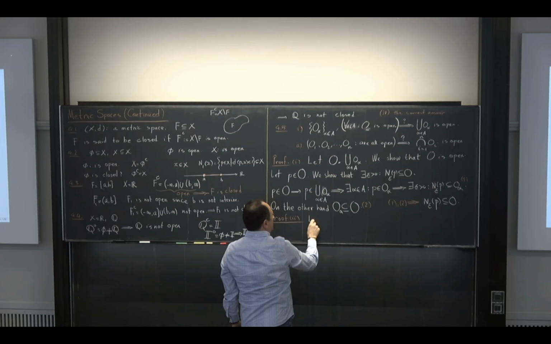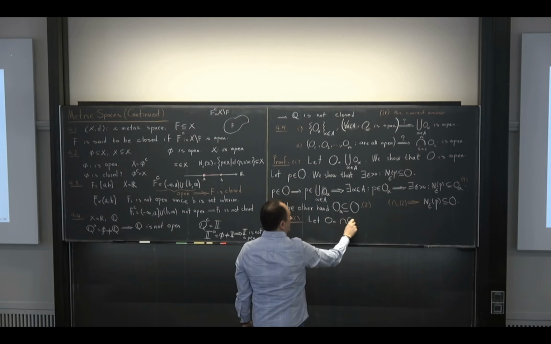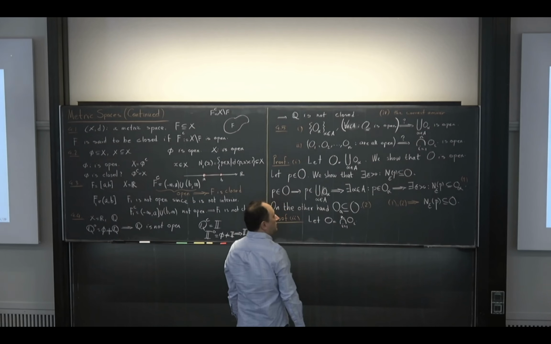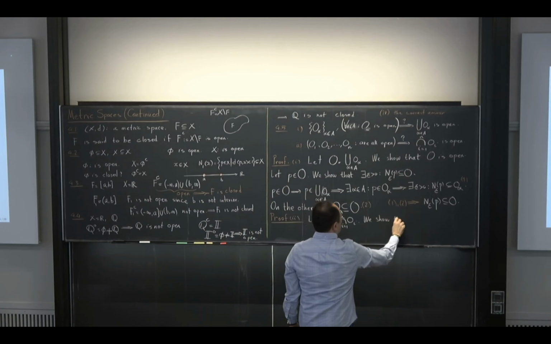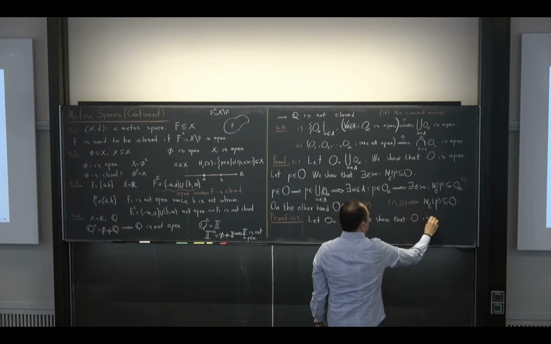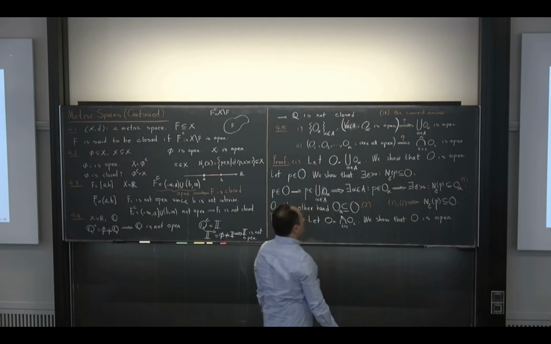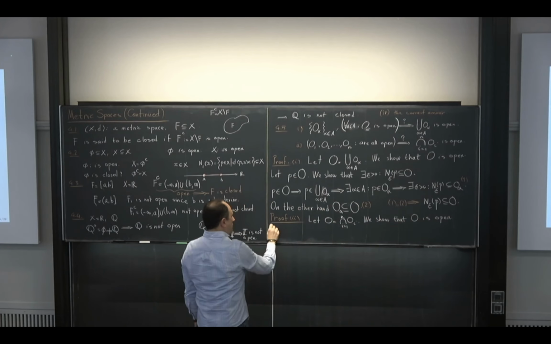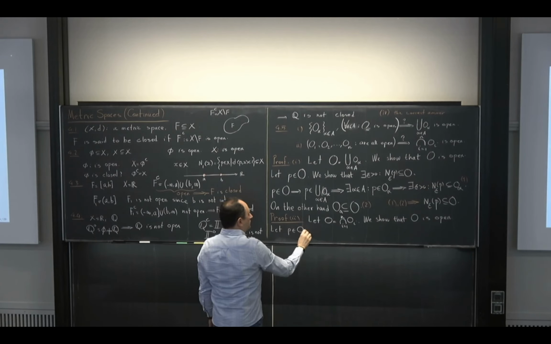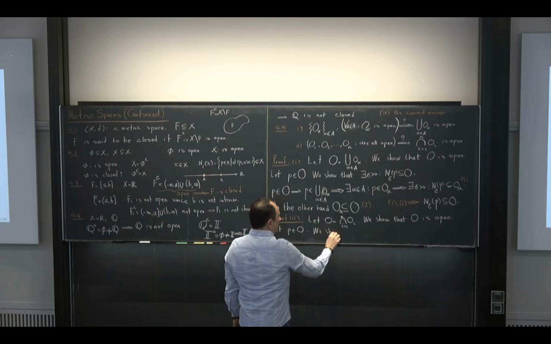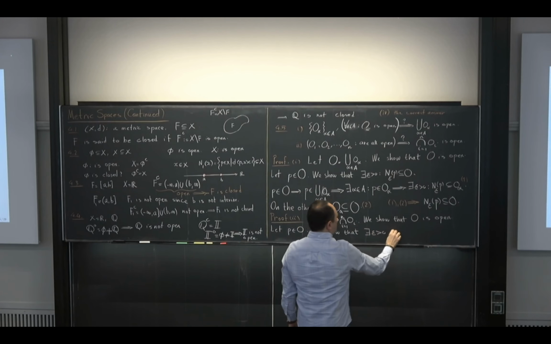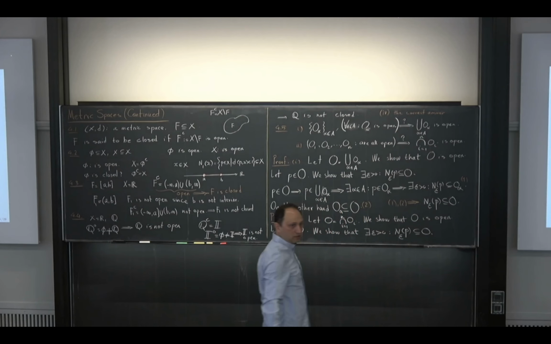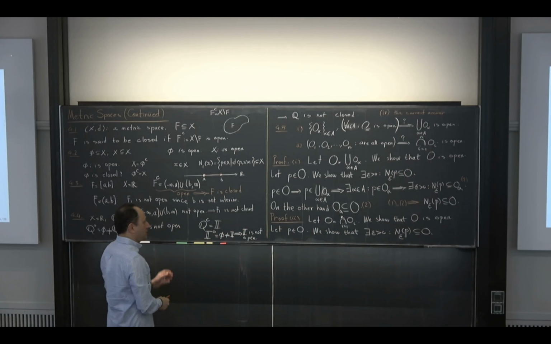So I would say let, again, O be the intersection of O_i, i from 1 to n. Okay, we show that O is open. So you see everything is more or less the same, but I am proving it independently from this. So I would say let P belong to O. We show that there exists an epsilon greater than 0 such that the neighborhood centered at P with radius epsilon is this. So it's exactly the same. Okay, so I start with the same, but you see why the proof is different.